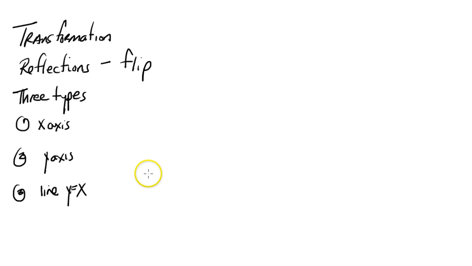For reflection, the notation is a little r. So when they say x-axis, they're going to write r, x-axis. For the y-axis, it would be r, y-axis. And the line y equals x would be r, y equals x. These are a little bit smaller and a little bit lower. They're called subscripts.